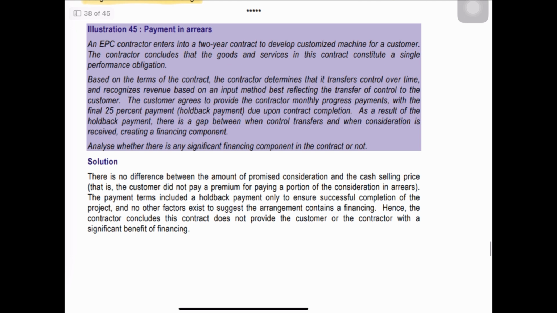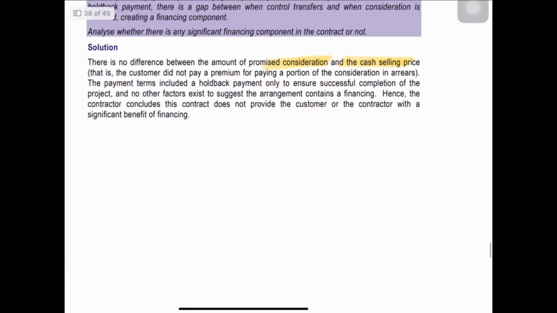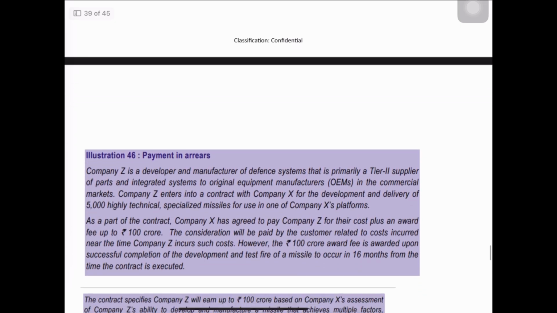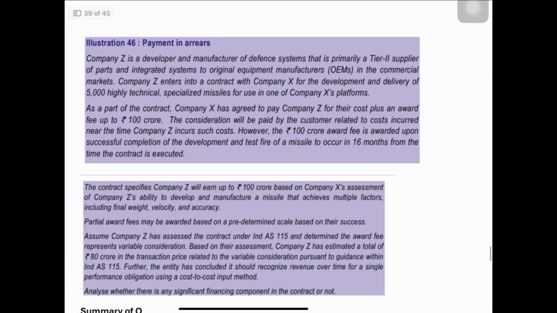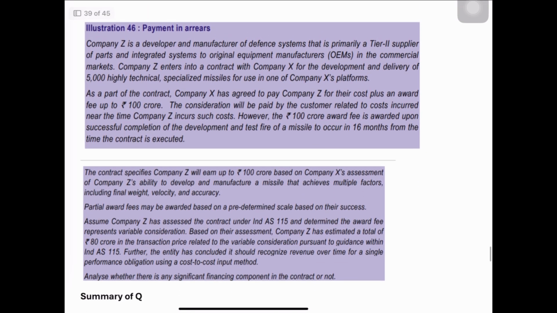Okay, so please go through illustration 45. So here there is no difference between the amount of promised consideration and the cash selling price, and hence here also there is no significant financing component. Okay, so please go through illustration 46.